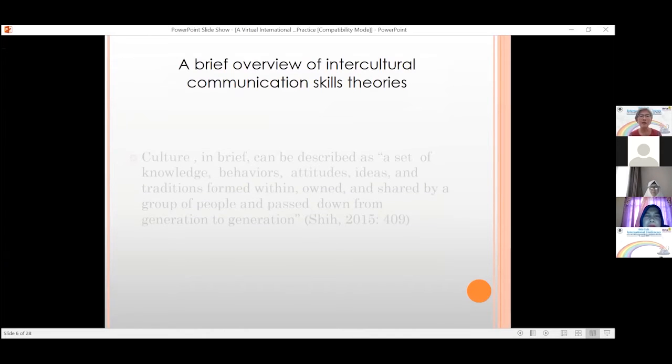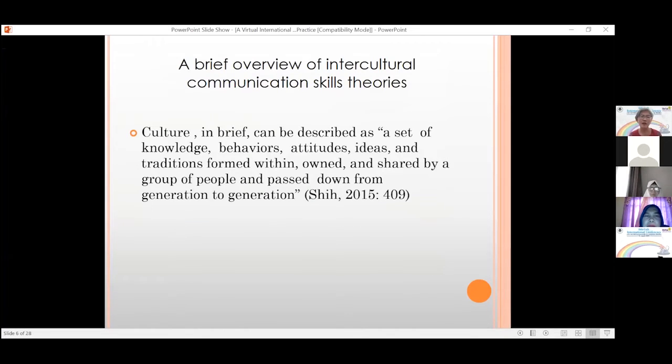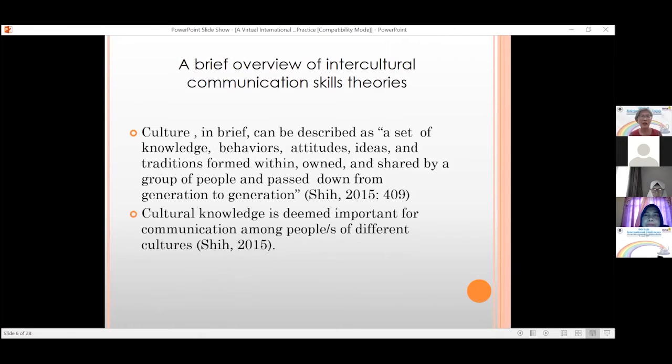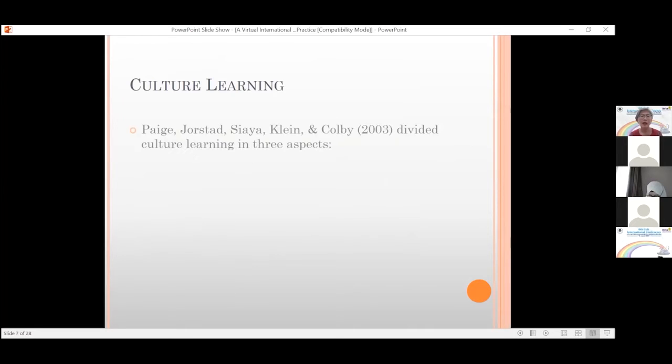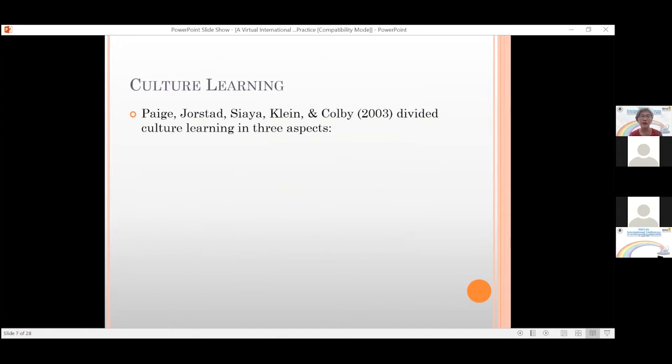Culture, in brief, can be described as a set of knowledge, behaviors, attitudes, ideas, and traditions formed within, owned, and shared by a group of people and passed down from generation to generation, 2015. And cultural knowledge is deemed important for communication among peoples of different cultures, the same author.